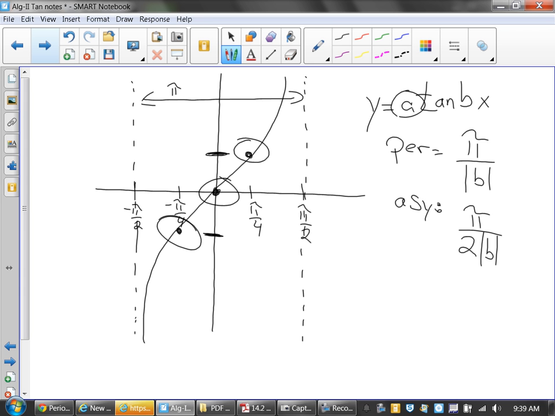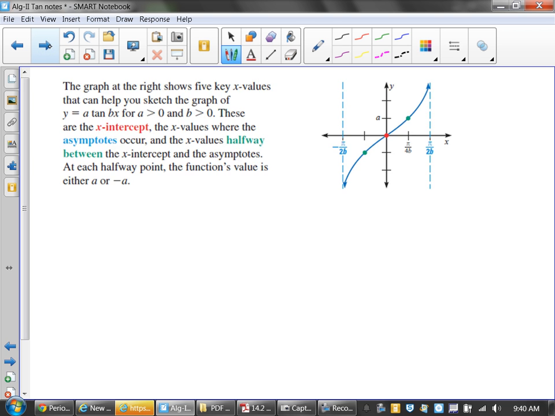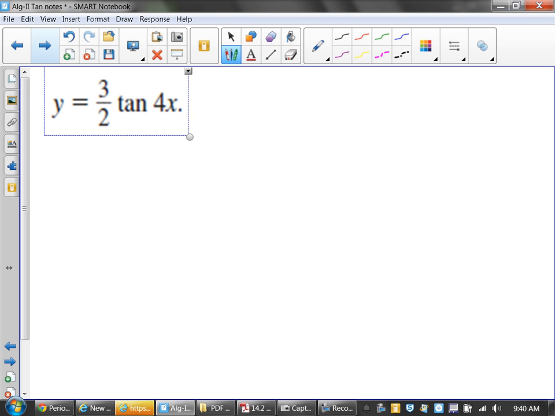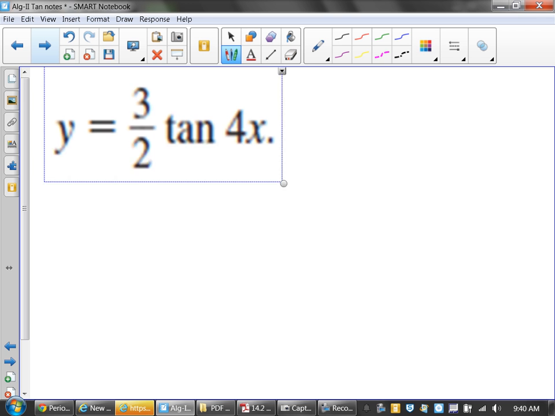Okay. So a tangent, like I said, a little bit different. The period of tangent is pi over the absolute value of b. And tangent has asymptotes to worry about. And those are at odd multiples of pi over 2. Let's look at an example. Jump right in.